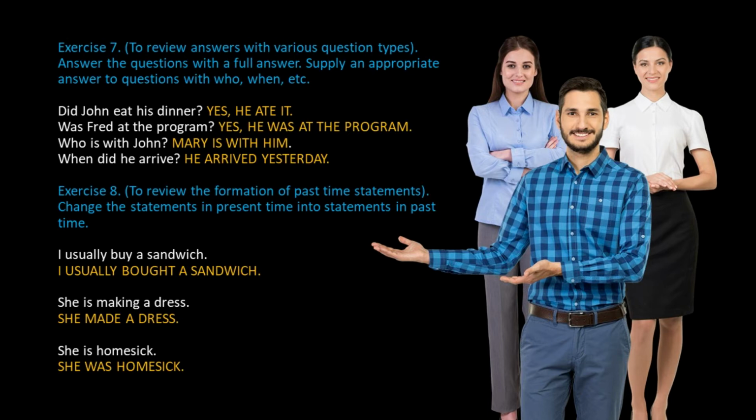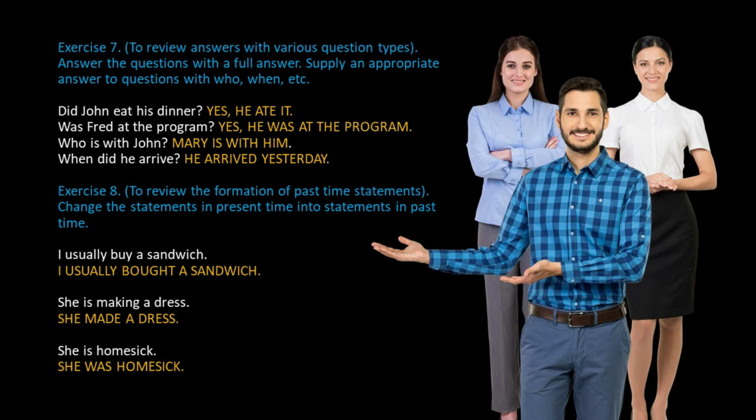Exercise 7. To review answers with various question types. Answer the questions with the full answer. Supply an appropriate answer to questions with who, when, etc. For example, Did John eat his dinner? Yes, he ate it. Was Fred at the program? Yes, he was at the program. Who is with John? Mary is with him. When did he arrive? He arrived yesterday.